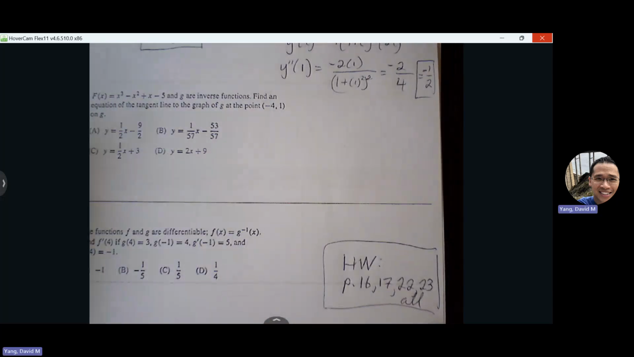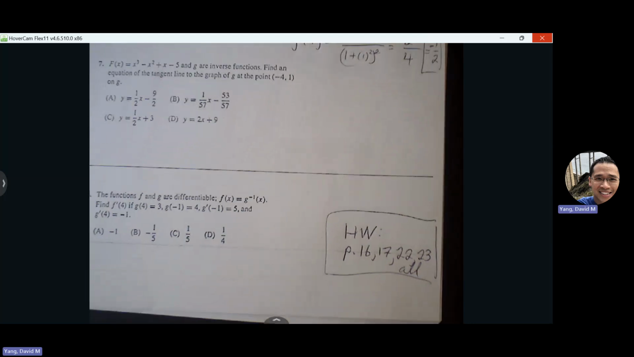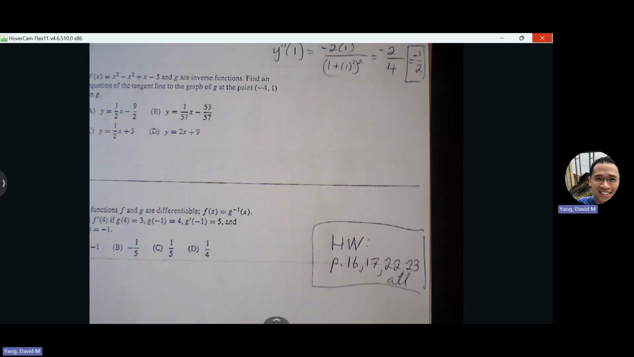Okay, so your homework, we've done the majority of page 16 and 17. We've done the majority of page 22 and 23. So if you can finish up these two problems, and also page 16 and 17, which is more implicit differentiation practice. So I'll send out a reminder this afternoon. Okay, so homework: page 16, 17, 22, and 23.